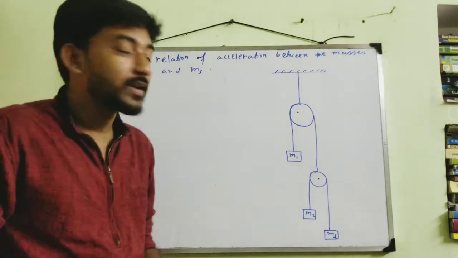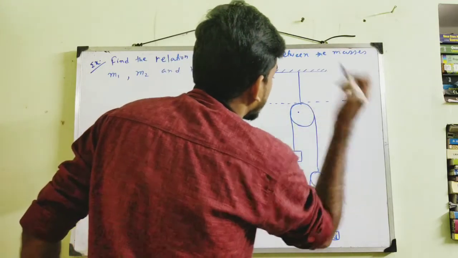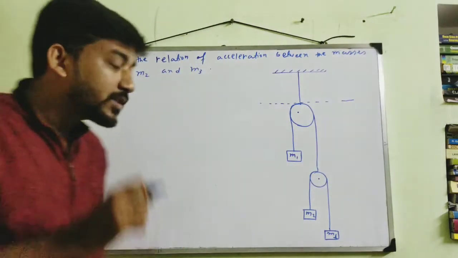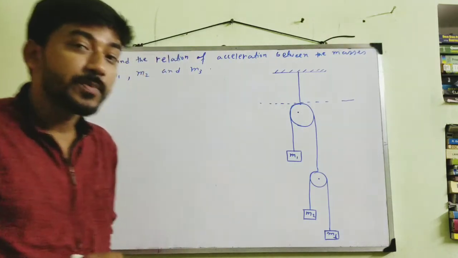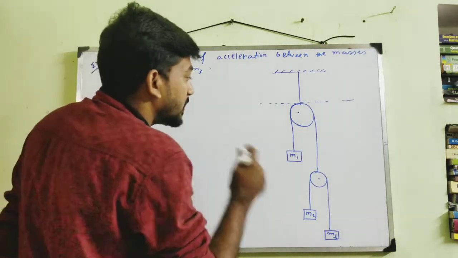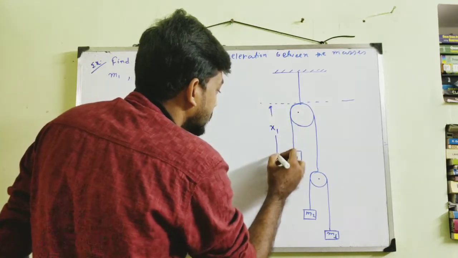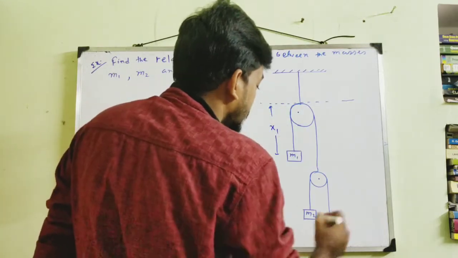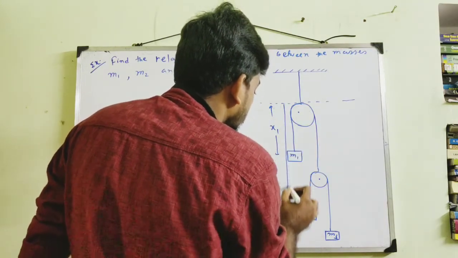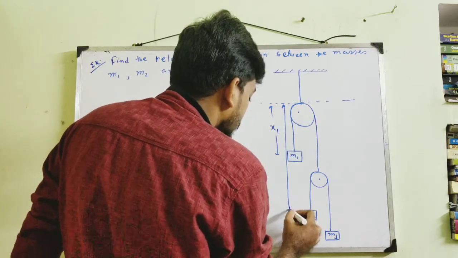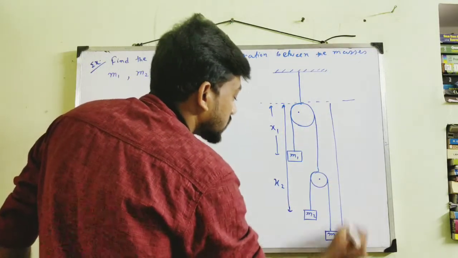We have to first choose a reference line, and as usual, I like to choose the reference line over here. Then I have to locate the masses with respect to this reference line, that is, the position of each and every mass. Let me take the position of m1 with respect to the reference line as x1, the position of m2 as x2, and the position of m3 with respect to the reference line as x3.